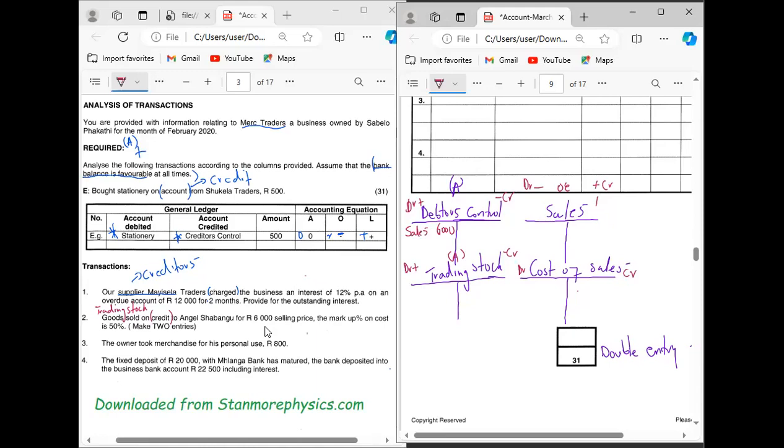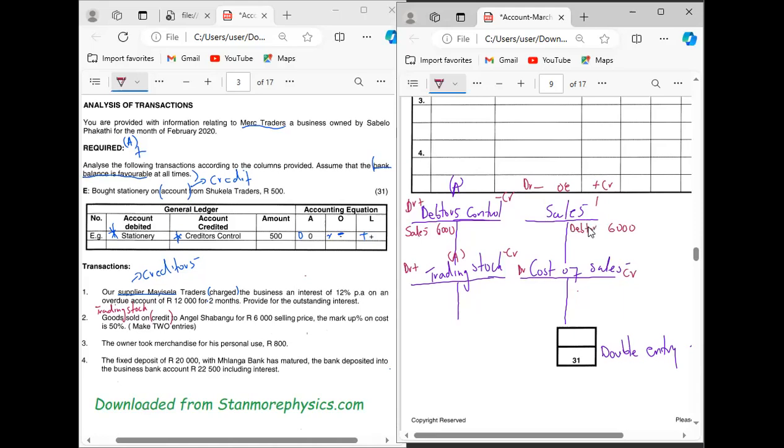It was for sales that were sold on credit, which is DJ, the reference. And then we go to sales. One account is debited, meaning another account must be credited. How much? 6,000. These sales were sold on credit, so it's going to be debtors control.